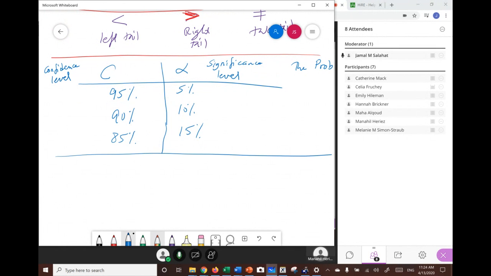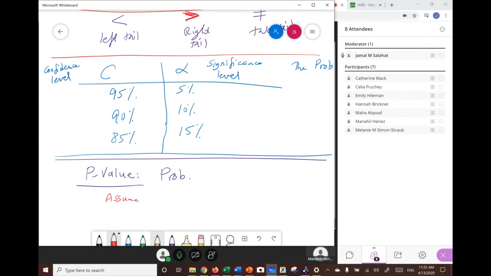Now, there is another thing I want to talk about, which is the p-value. So what is the p-value? The p-value is a probability. Now, like in court, remember, in the justice system, we start with the assumption that the accused is innocent. Same thing in here. We start with this assumption: we always assume H naught to be true.